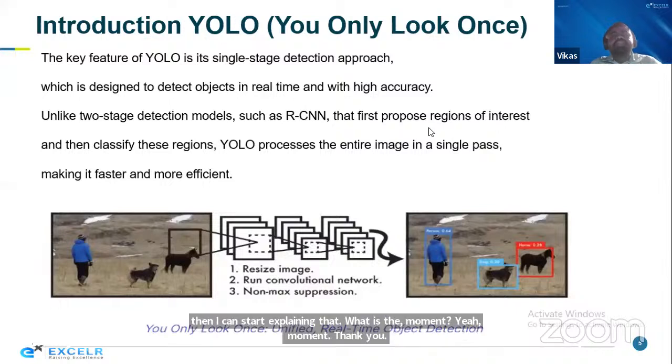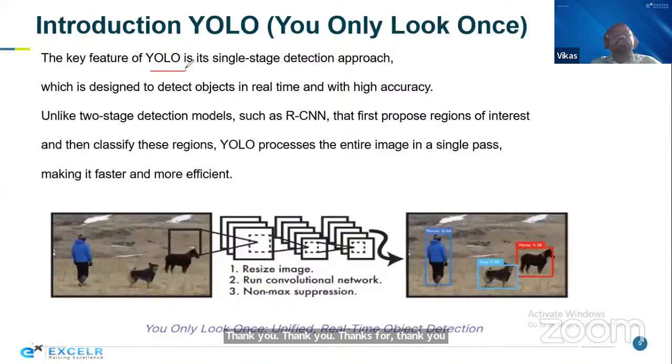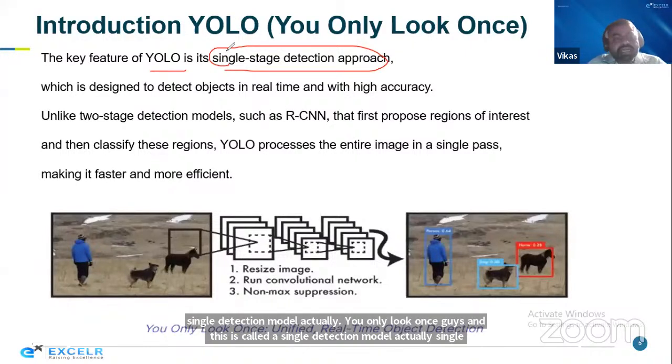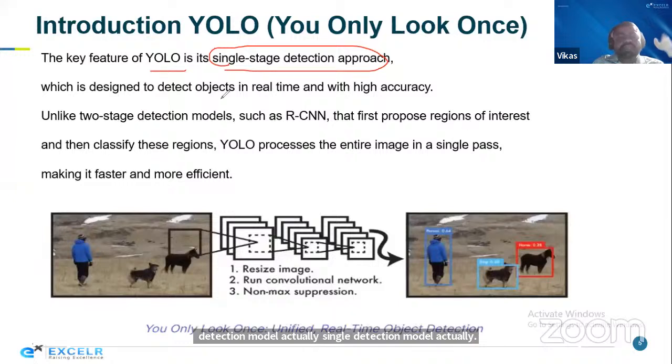Okay. So guys, let's try to understand what this YOLO model is. YOLO stands for You Only Look Once. This is called a single detection model. Let's try to understand what a single detection model is and what a two-step detection model is. Within 2 minutes, we'll understand what this object detection model looks like, and then we'll try to create code for it.